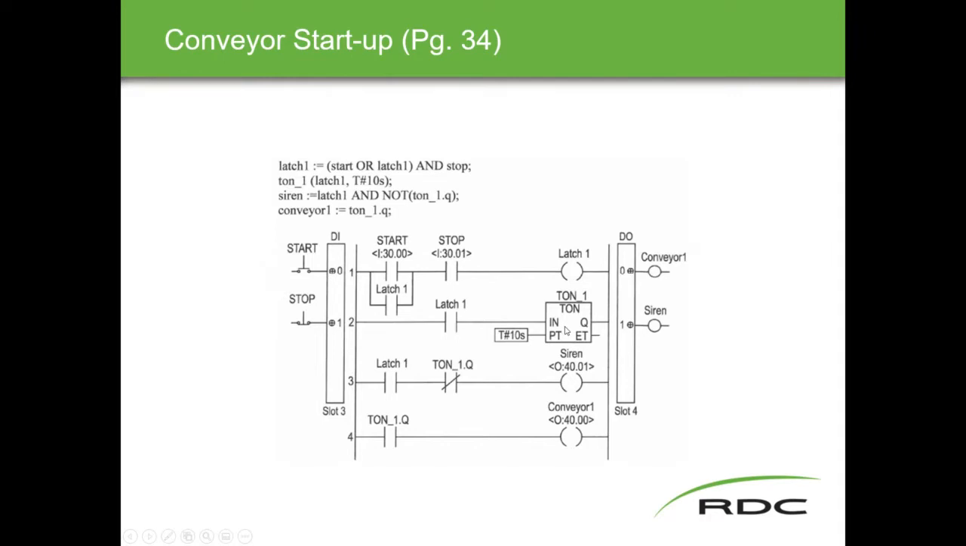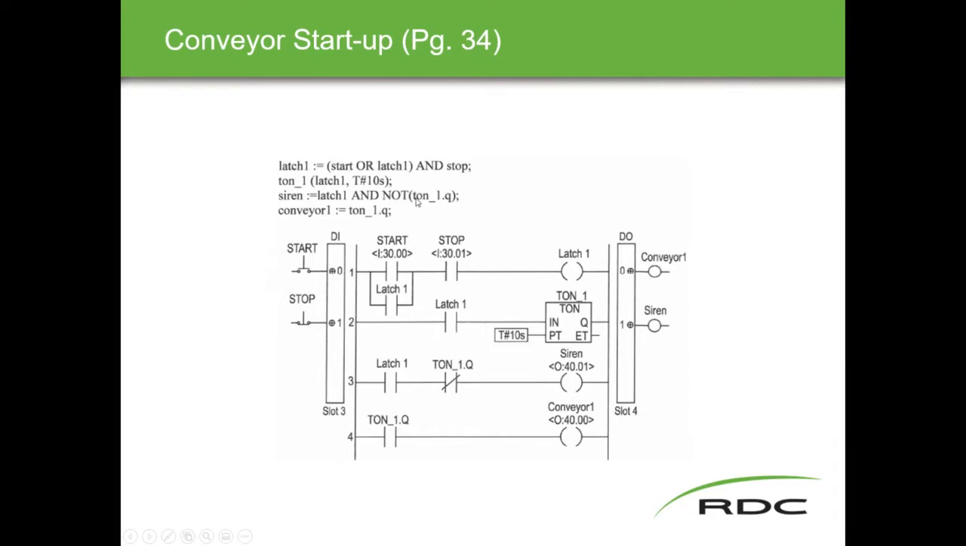It's a language. That's all I can tell you. This is the direct translation between this and that. And for our pay grade and the amount of time that we have for this, recognition is the goal here. Okay, third rung, we have siren as a variable. Our expression is going to be if latch one and not t on one q, we'll get the siren. So here we go. Siren is our variable. Our expression is latch one and not t on one q.